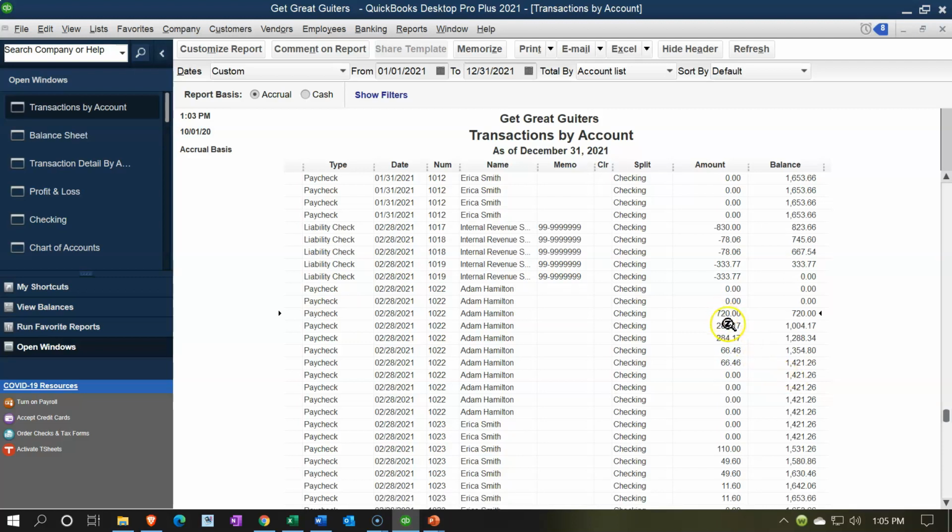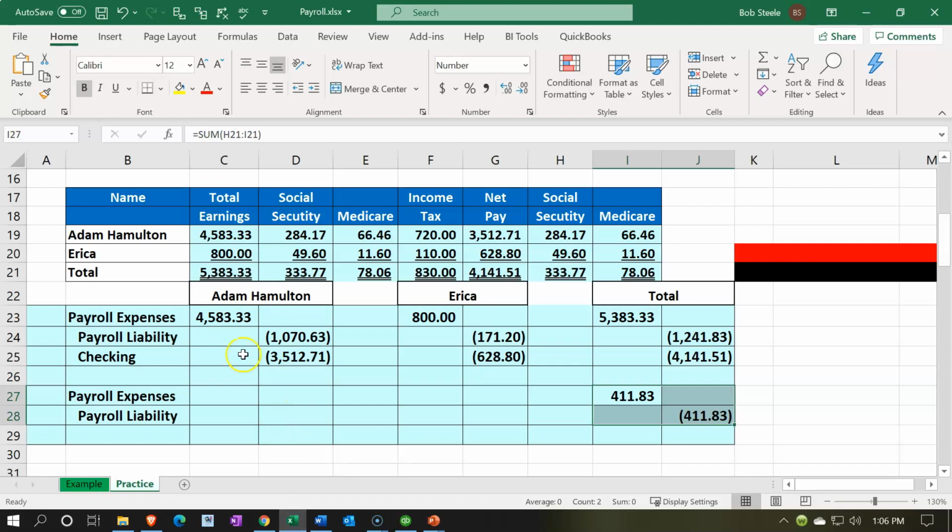So here we have for Adam, we have the 720. That's going to be for the federal income tax. One of these is for the Social Security for the employee side, and this is going to be for the Medicare on the employee side. So that's basically this transaction that's taking place, the Social Security and Medicare that are going to be part of the liability. And so that's basically this whole journal entry we talked about on Adam's side, and the same thing on Erica, or you can see it basically in total.